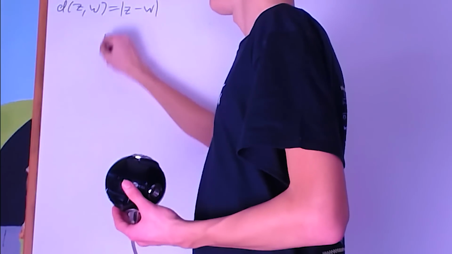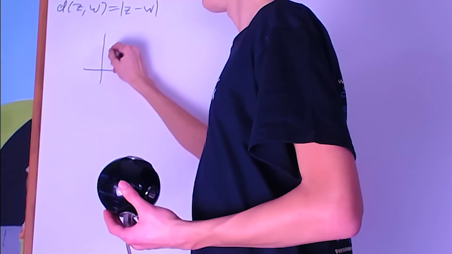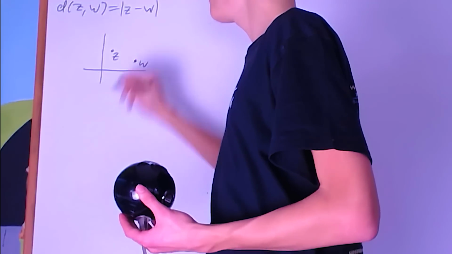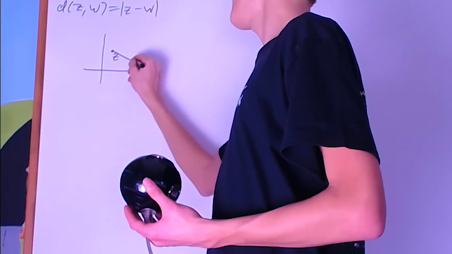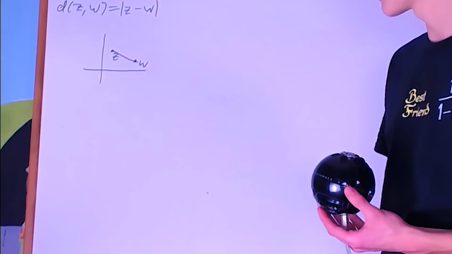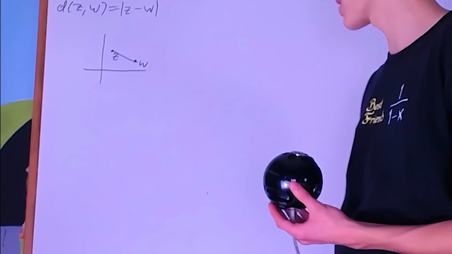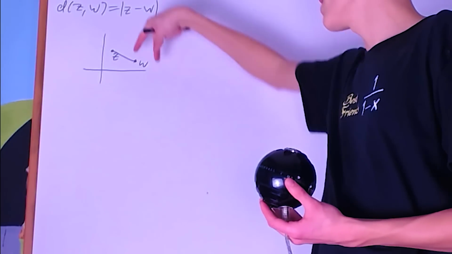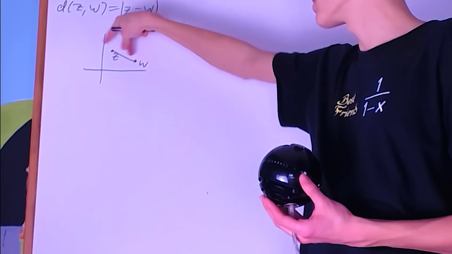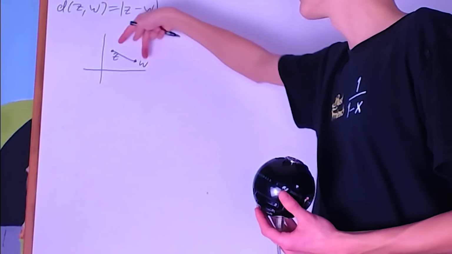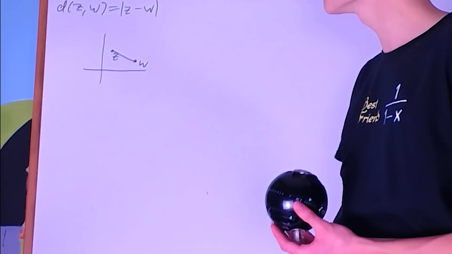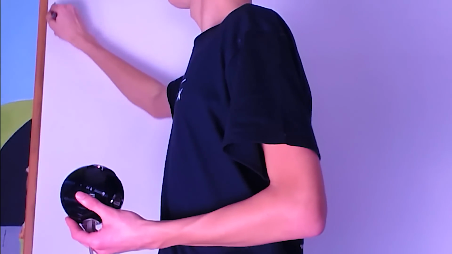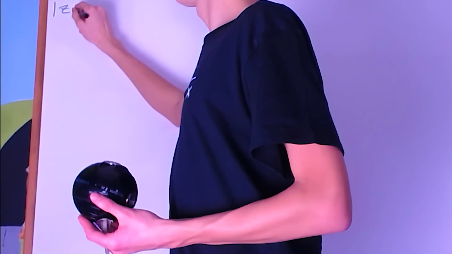And if we go ahead and graph this, right here is z, right here is w. If I do z minus w, I get this line connecting them. This is just vector subtraction. If you remember vector subtraction, the subtraction of two vectors is just the line between them. And so the magnitude of that is the length of this line connecting them, and so it's the distance between the two points.